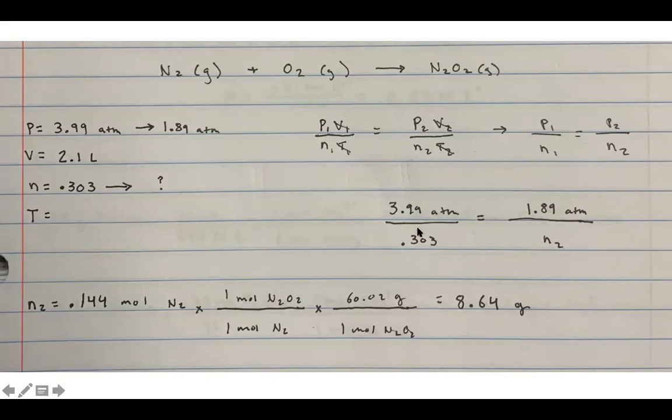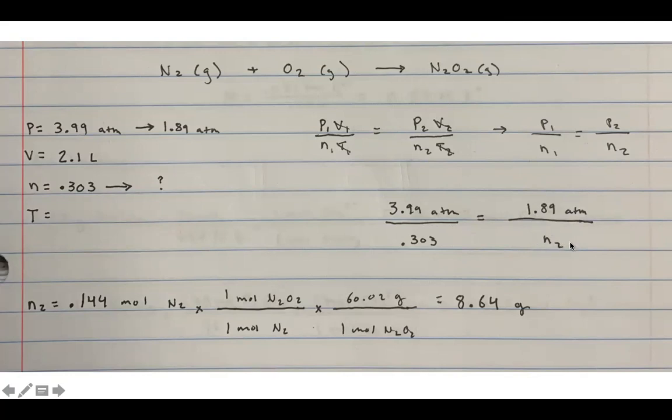Now our P1 is 3.99 atmospheres. Our N1 is 0.303. Our P2 is 1.89 atmospheres. This is all given, and we can cross multiply and solve for N2.